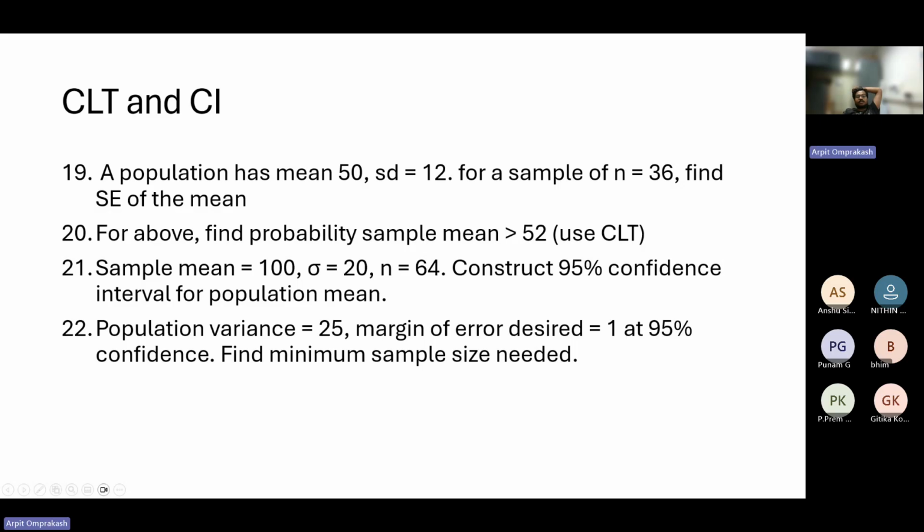Or if not tables, you will at least be given the critical value for whatever you need to calculate, right? So you won't be needing that.